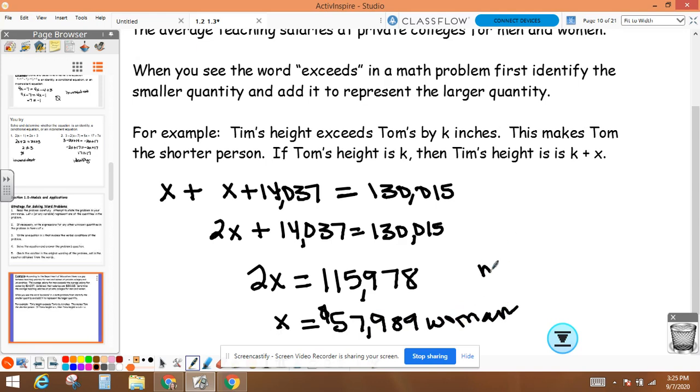And so remember that they asked for women and men. So men exceed that by this 14,037. So add that 14,037 back to that. And we find that men make $72,026.